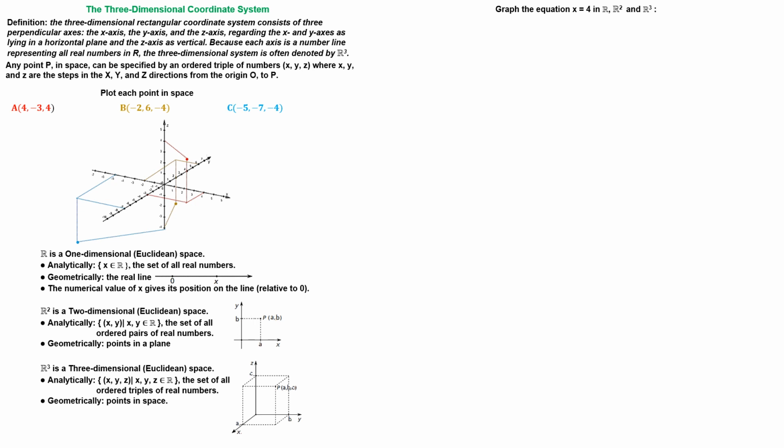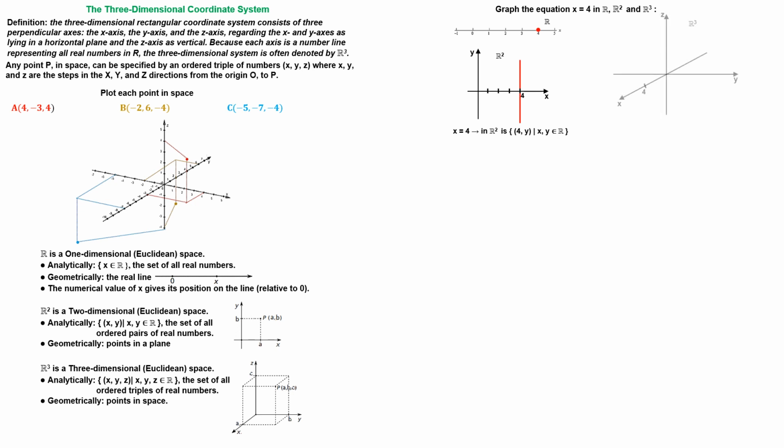In R1, we have a single coordinate system, and so the solution of this equation gives its position on the real line. In other words, x equals 4 is a point in a one-dimensional coordinate system. In R2, the solution of this equation is the set of all the points that are in the form (4, y). Graphically, the equation x equals 4 represents a line parallel to the y-axis in a two-dimensional coordinate system.